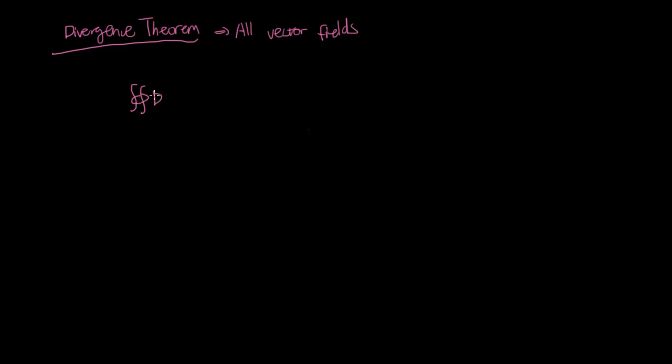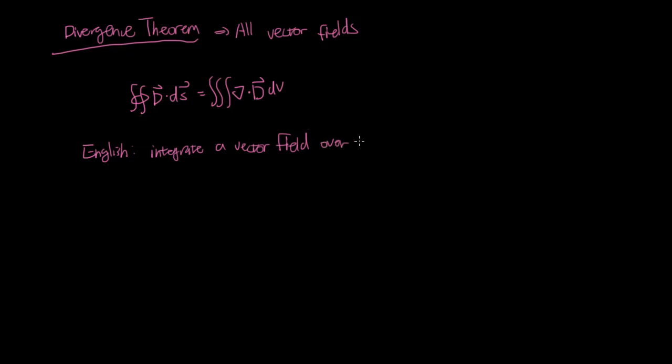In the case of electric flux density, the divergence theorem states that the closed surface integral of that vector field is the same as if you took the divergence of that vector field and then integrated it over the equivalent volume. Let's write this out in words first. If you integrate a vector field, or in our case, a flux density, D, over a closed area, so it has to be a closed surface, that would be this closed integral of D dot dS.